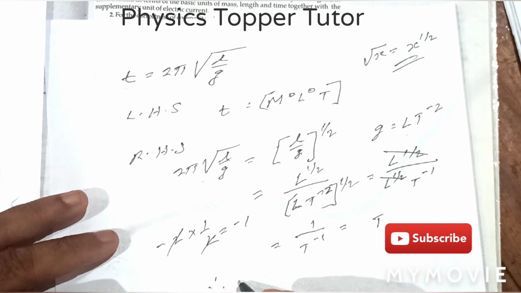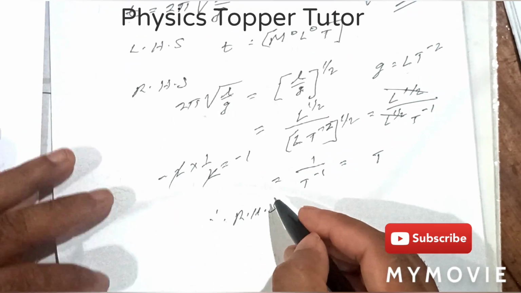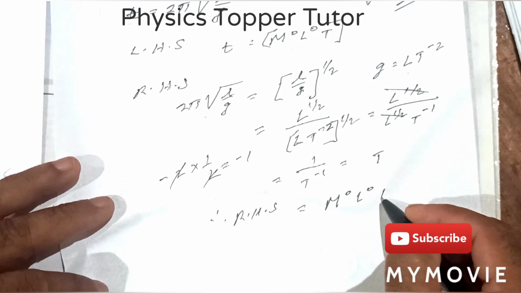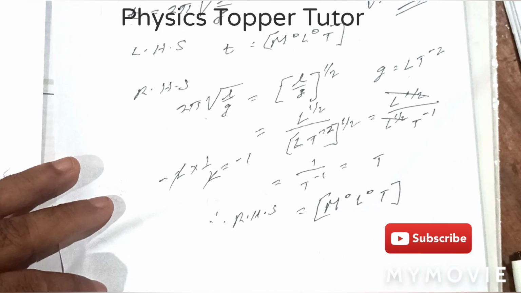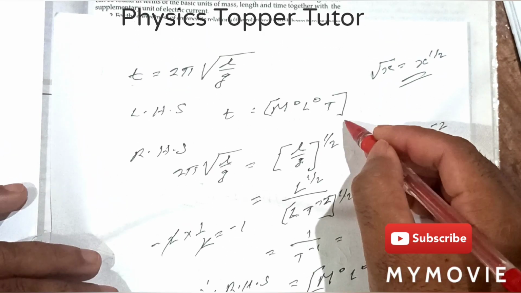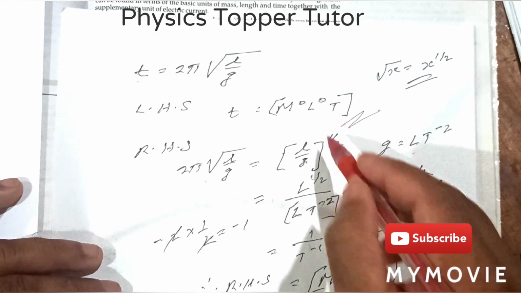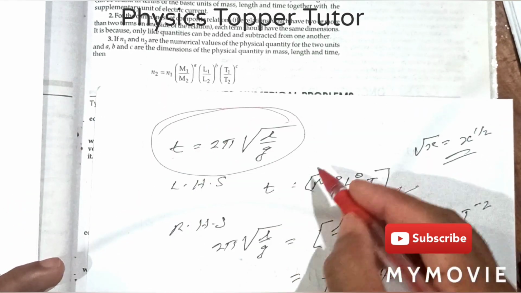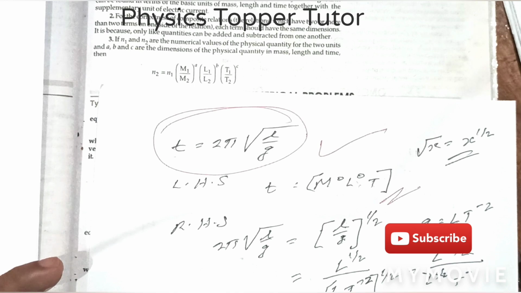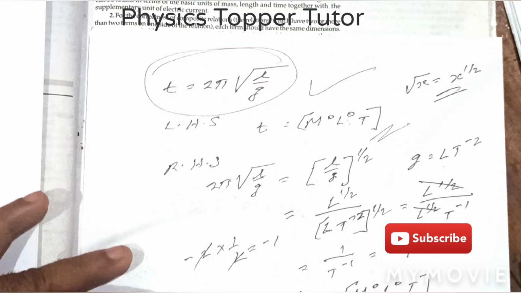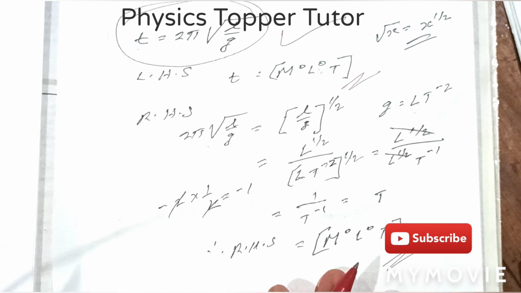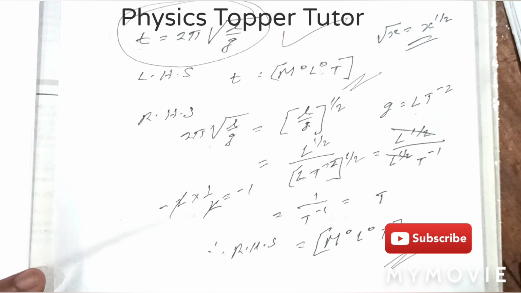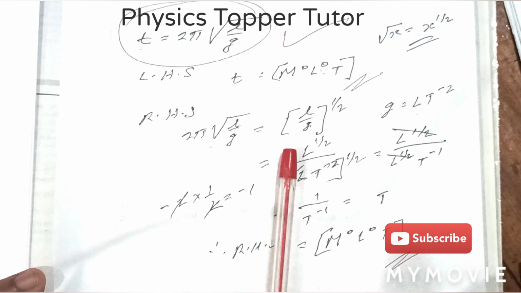Therefore the right hand side dimensional formula is, there is no mass, no length, and here only time. So if you compare this one and this one, these two are same. That means this equation is a correct equation. Okay, this equation is a correct equation. So this is how we solve, and this is how we check the correctness of a physical equation. That's all.